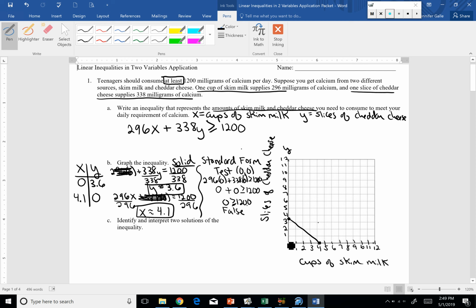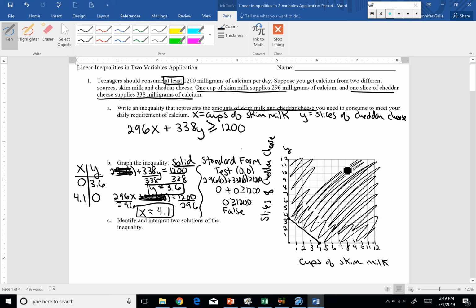So where do I shade? Do I shade where 0, 0 is down here, or do I shade the other side? Other side. And when you do your shading, you don't have to get too crazy with it. I mean, you don't have to get every little perfect little thing in there. We get the idea.